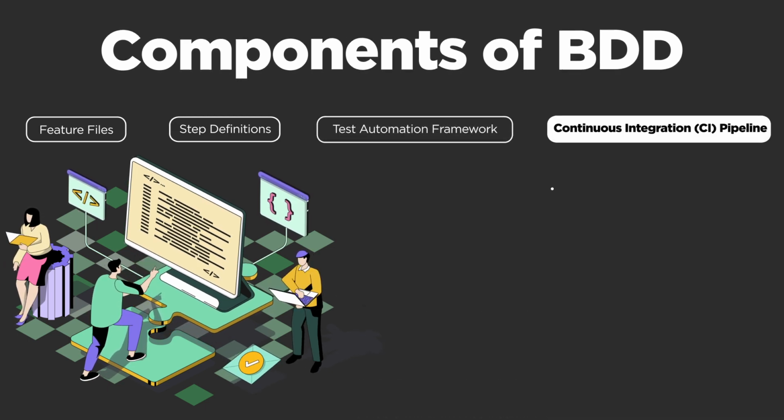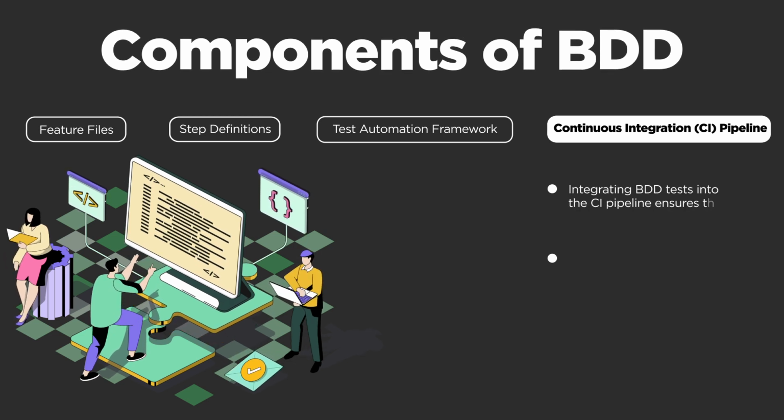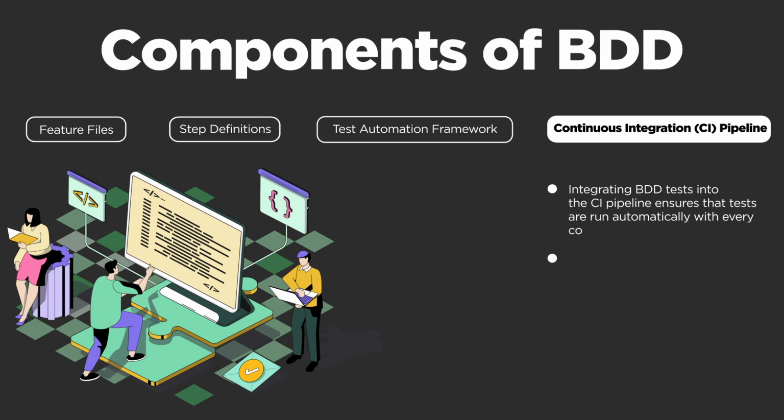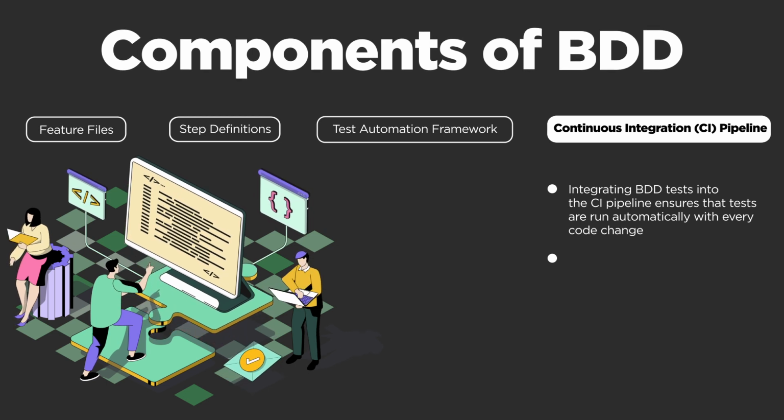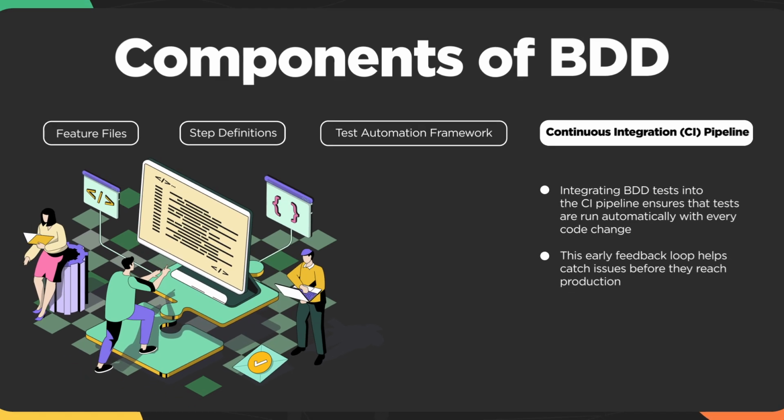Continuous integration, CI pipeline. Integrating BDD tests into the CI pipeline ensures that the tests are run automatically with every code change. This early feedback loop helps to catch issues before they reach production.